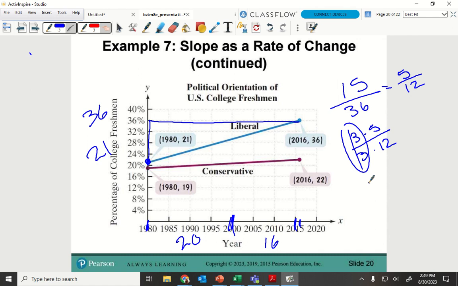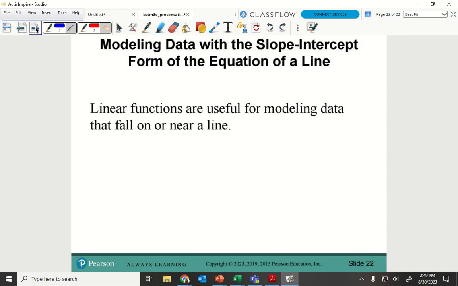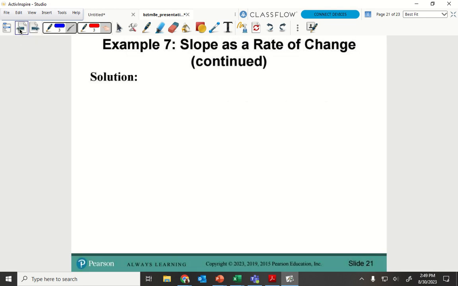I think that was the only one we had to look at. We didn't have to do the other side. We only had to do the blue line.